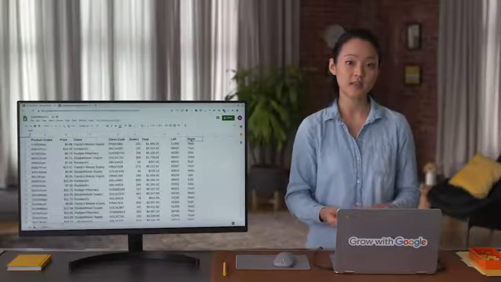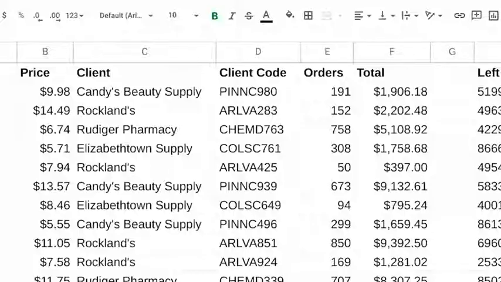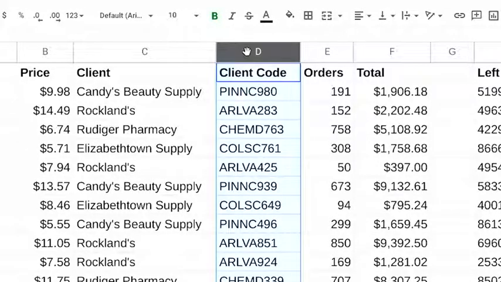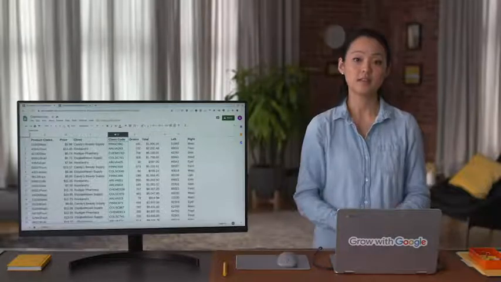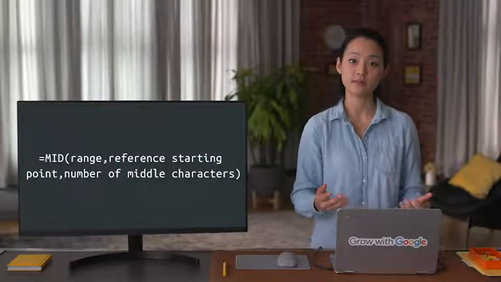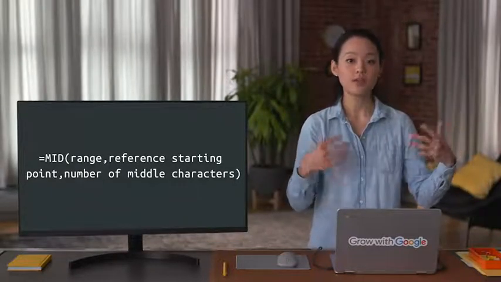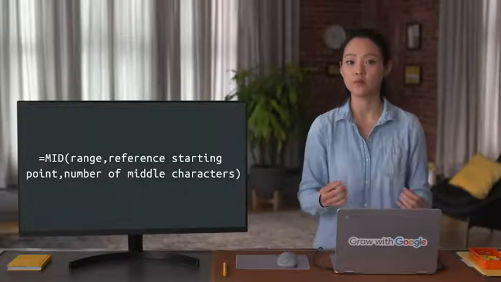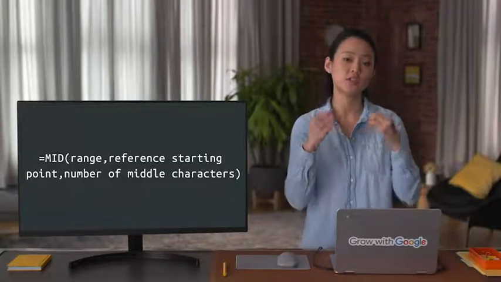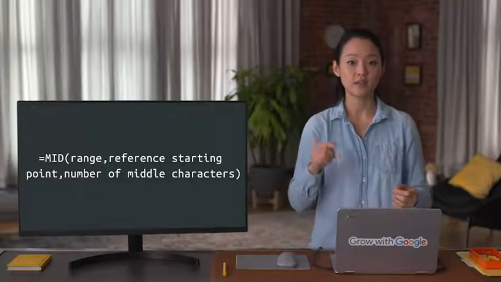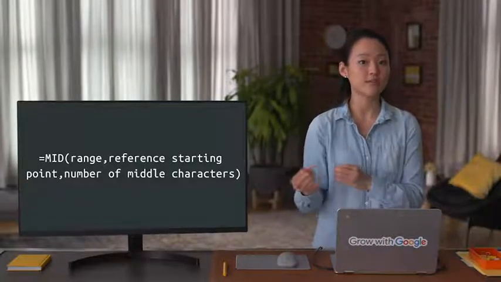This cosmetics company lists all of its clients using a client code. It's composed of the first 3 letters of the city where the client's located, its state abbreviation, and then a 3-digit identifier. But let's say a data analyst needs to work with just the states in the middle. The syntax for mid is equals mid, open parentheses, the range, then a comma. When using mid, you always need to supply a reference point. In other words, you need to set where the function should start. After that, place another comma and how many middle characters you want.